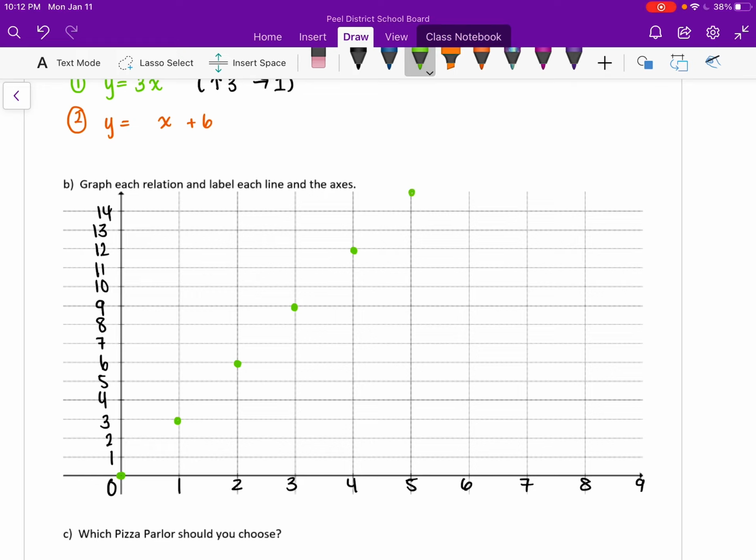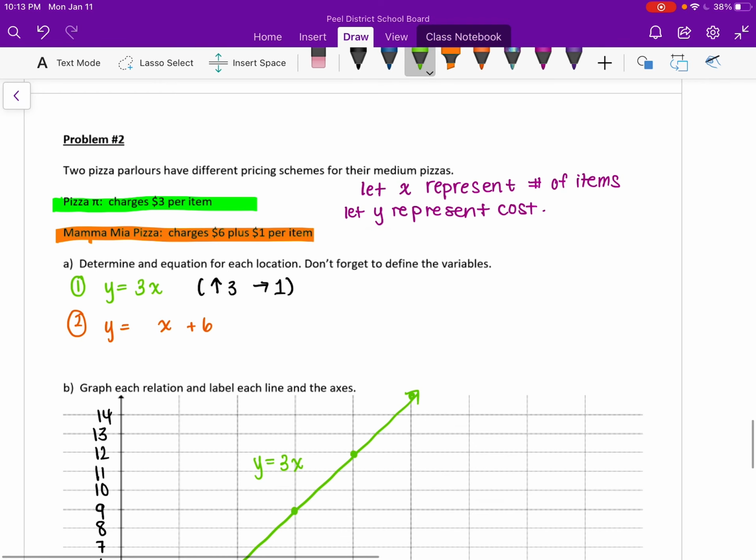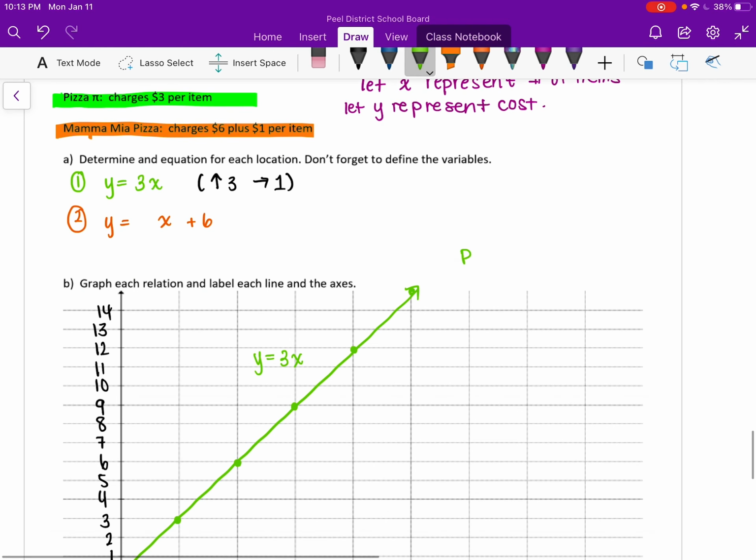Okay, and then I'm going to use my handy dandy ruler. Make sure you use your ruler, otherwise your lines won't be straight, and then you will not get what you are trying to achieve. Okay, so that's going to be my graph of y equals 3x, which is our Pizza Pie location.